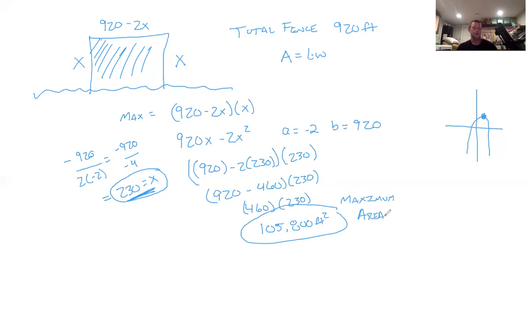Okay. All right, so that's how you do most of these. You got to be able to set it up or draw a picture, and then you write the equation out, you FOIL it, and then you got to find the vertex. That's pretty much the whole thing.